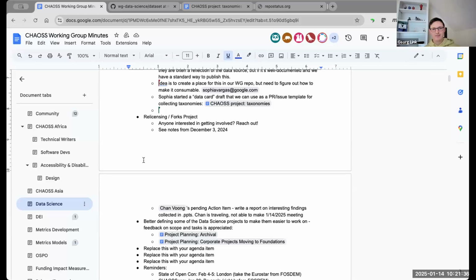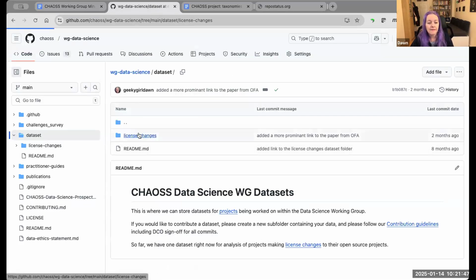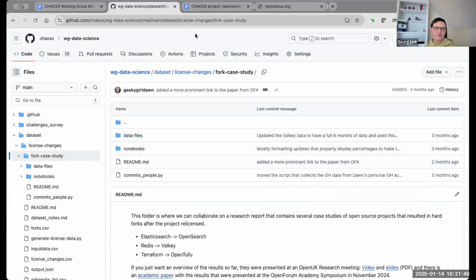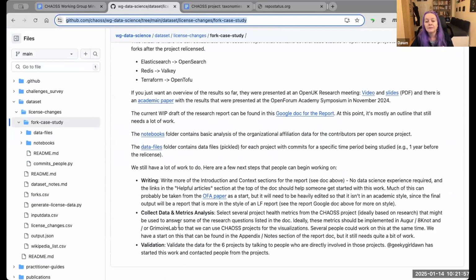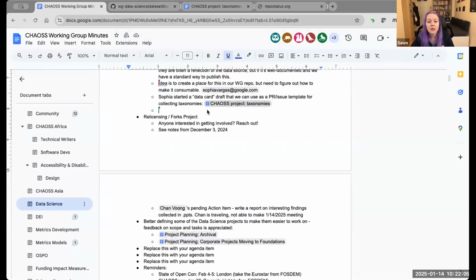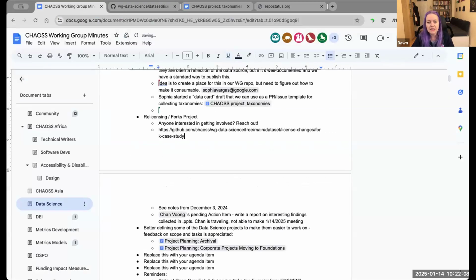Okay. Relicensing and forks project. If anyone else is interested in getting involved, please let me know. I'll just drop this in here in the README for the case study. There is a Google Doc that we need to work on. There's some stuff that we need to do, and so there are some things that people can work on if you're interested in that particular project. I'm not going to spend a ton of time on that because I think we talked about it in the last meeting in December.